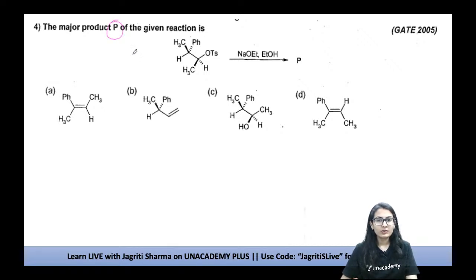Alright guys, so what do you say? What is the topic that we are doing the question for? Yes, what is the mechanism? Can you tell me? Is it substitution? Is it NGP? What is it?